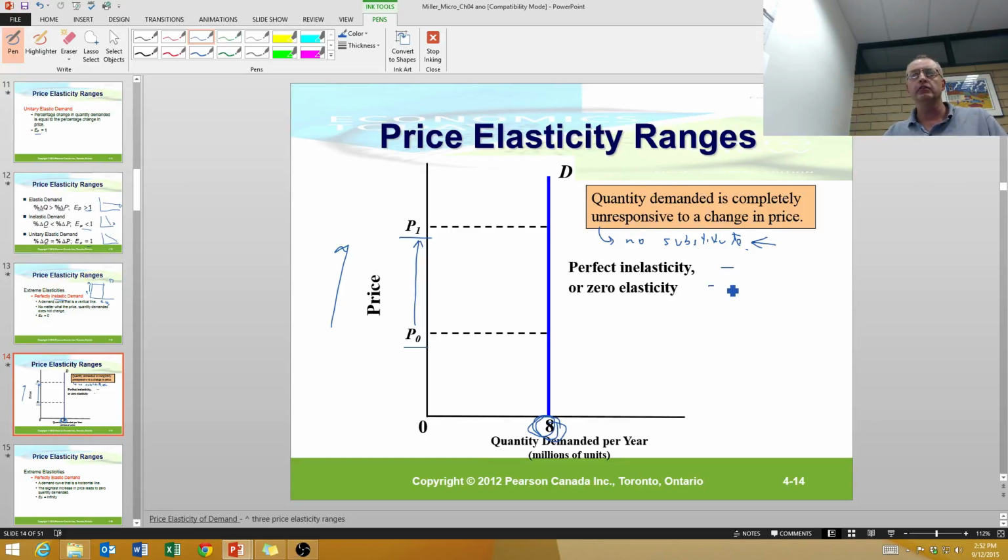And then another good example is narcotics. If you are addicted to narcotics, a heroin addict or a morphine addict, theory says it doesn't matter what the price of heroin is, you're still going to pay the price because you need it to satisfy your craving, so you'll pay whatever it is to get the quantity that you need. Okay. So when you have a perfectly inelastic product, it effectively means it has no substitutes.